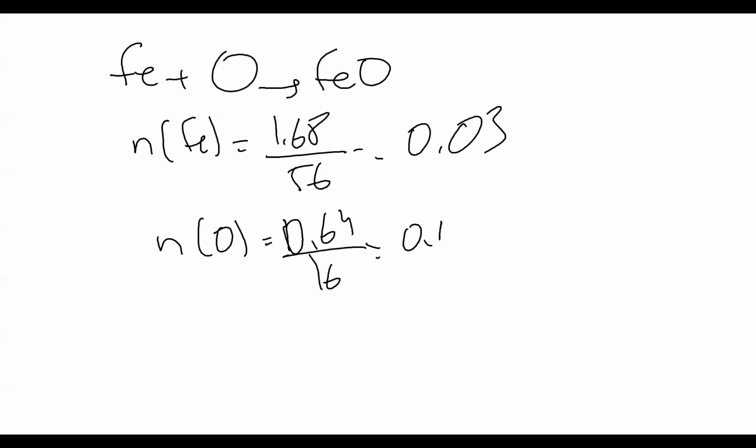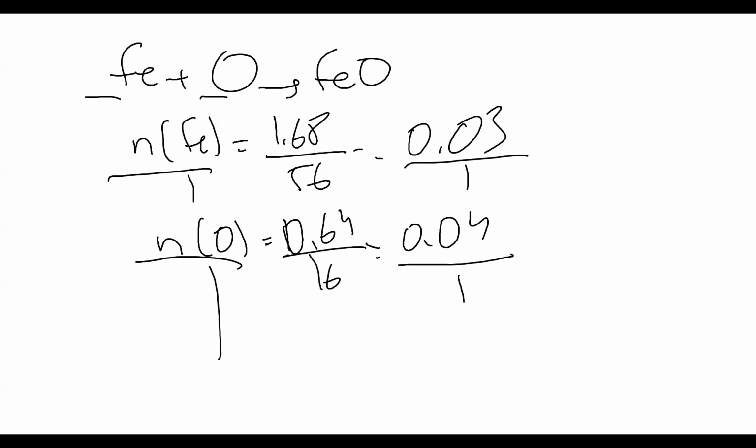Of course, the coefficient ratio here is 1 for each. So 0.03 over 1 and 0.04 over 1. So the limiting reactant is Fe. Now they ask what is the formula?